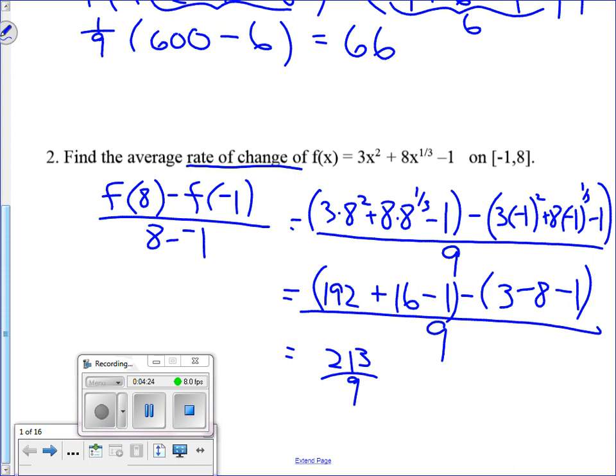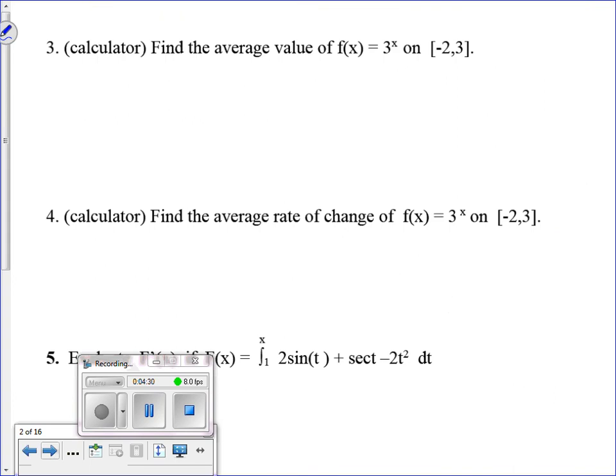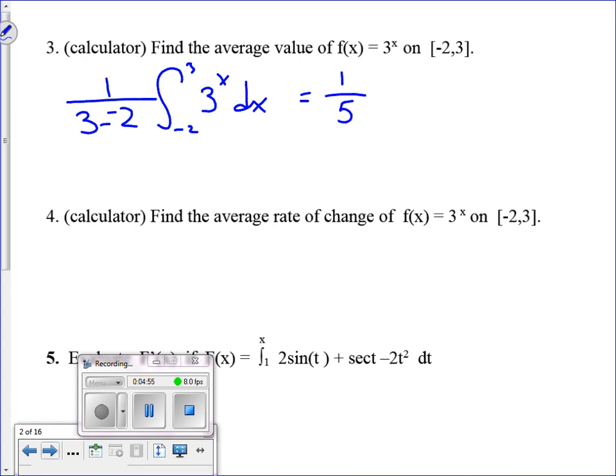Okay, now, if you're asked the same thing and you have your calculator, it makes these much easier. So find the average value of 3 to the x from -2 to 3. So we need the 1 over b minus a times the definite integral from a to b of our function. That's the mean value theorem for definite integrals. So we get 1/5, but this time, because it says you can use your calculator, you can just plug the definite integral of 3 to the x from negative 2 to 3 in your calculator.